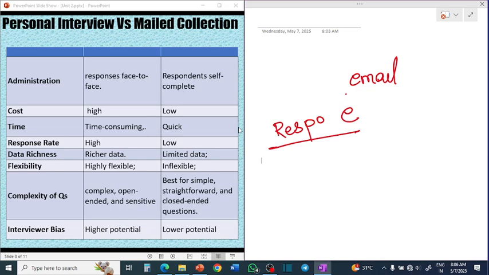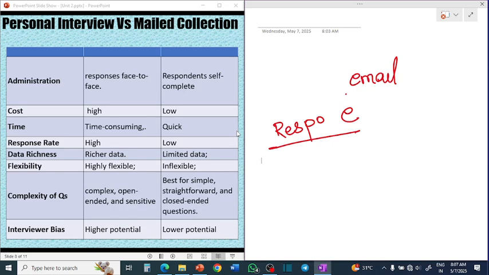Then we come on to complexity of questions. When we do personal interview, we can maintain complex questions, because we can ask them questions, we can explain the questions if they don't understand. And when we send mail interview, the questionnaire has to be simple, because it has to be understood by the respondent. If the respondent doesn't understand the question, how will he fill in the response? So it is kept simple.